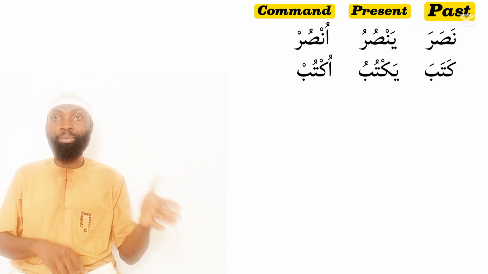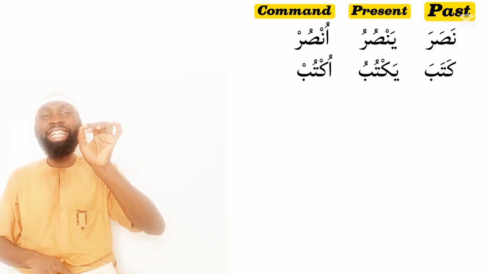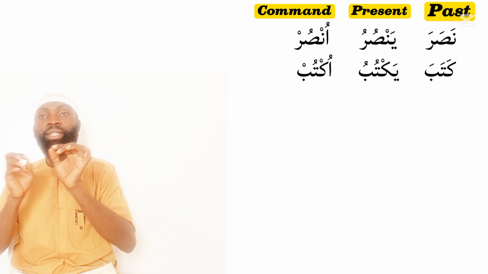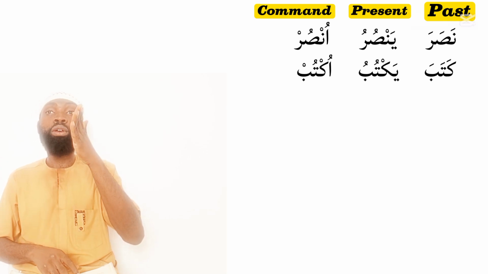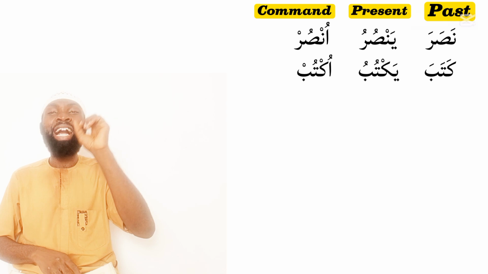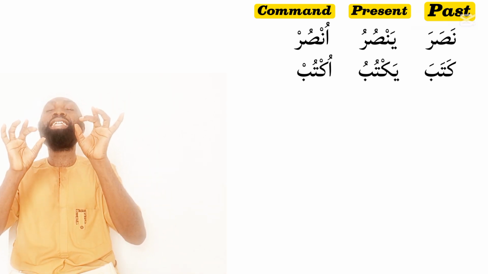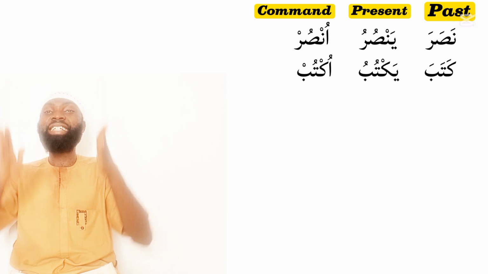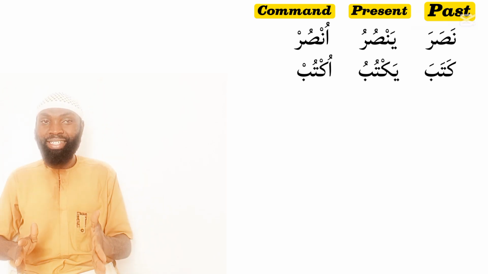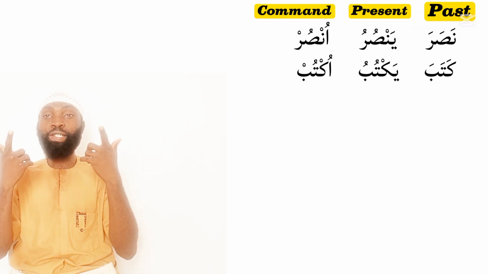Coming to the command tense, this one is easy because all we need to do is to exchange the ya, which was in the present tense, with hamza to give us uktub and unsur. Meaning these words fall under the same category, and we have 6 of these categories. So let's go to the second category and see how the pattern also looks.